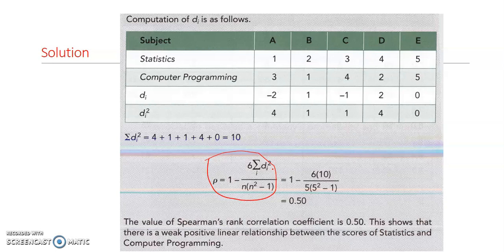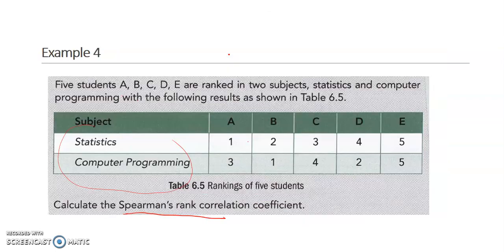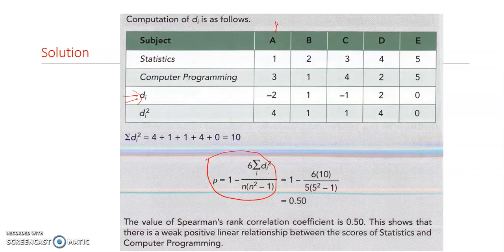So in this formula, we have the di value. You must square the di value. Di is what? Di is the difference between two ranks. Okay, so for the first one, from the table given in the question, this is the ranking for student A. Statistics for number 1, the ranking is number 1. Computer programming, the ranking is number 3. So the difference between these two ranks is 1 minus 3, negative 2. Okay, so tolakkan sahaja ranking untuk student A. 1 tolak 3, negative 2.